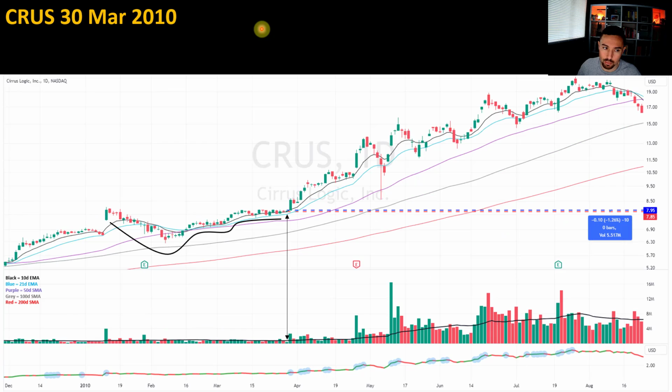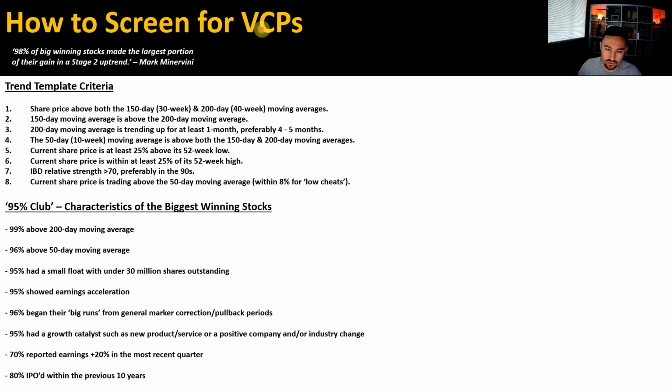Then I'm going to show you a couple of examples, and then we're going into the screening. I'll show you how to very quickly screen for it. So we've already covered the trend template criteria, so I'm not going to read this to you again. The 95% club. So this is the characteristics of the biggest winning stocks. Now this is a bit of a combination between Minervini's work and also Neil's work as well.